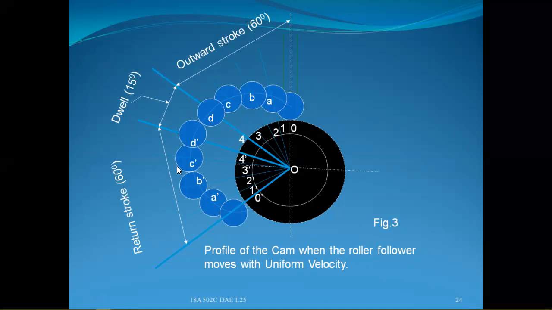And then similarly in the return stroke also, and mark trace points at the center of the roller and draw a line. This is called the pitch line, or pitch curve you can say. And from the bottom of each roller, if you join all the points, you will get the cam profile. So this will be the cam profile. These are the different waypoints.